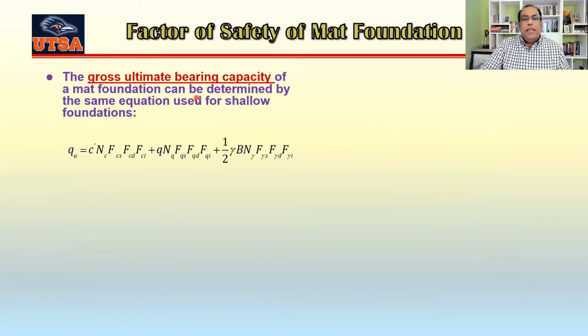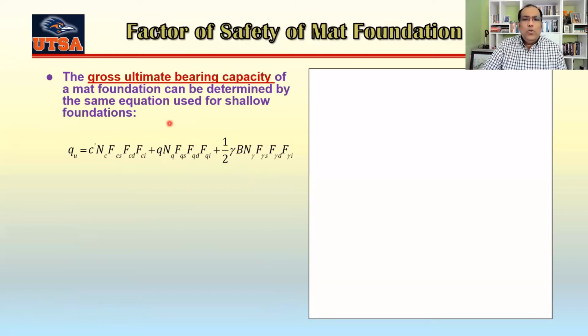Now, how do we find the bearing capacity of the mat foundation? You can see that this is the same equation that we use to find the ultimate bearing capacity. But here B would be much bigger for our mat foundation, and q would be much bigger because q is equal to gamma Df. If Df is bigger, then this one is bigger. But in most common cases, for spread footing, we use the gross ultimate bearing capacity.